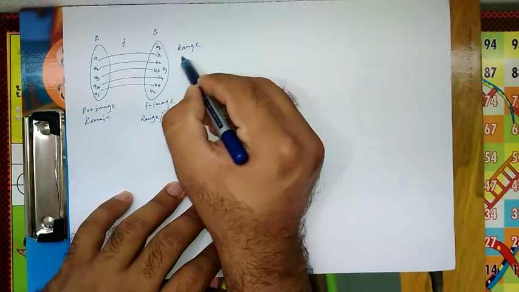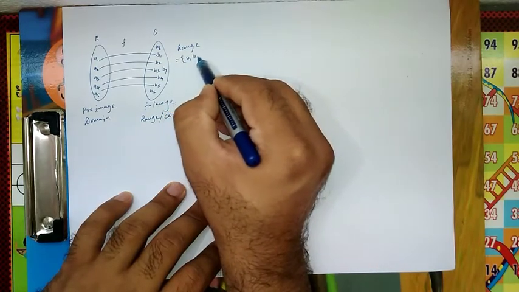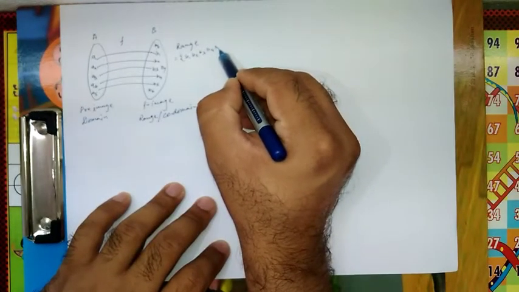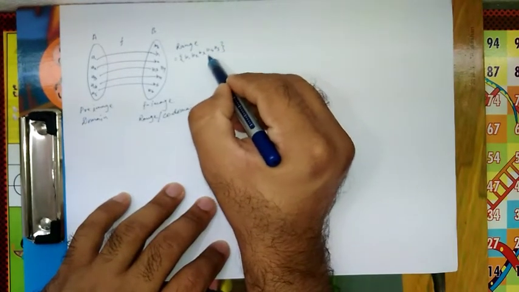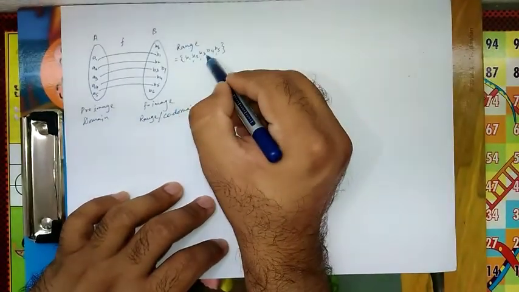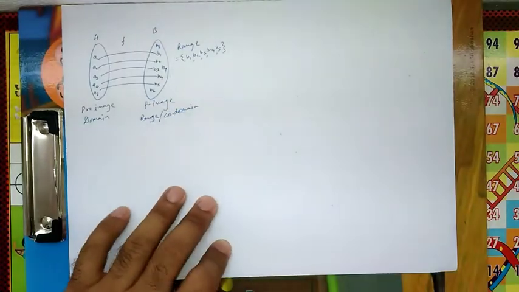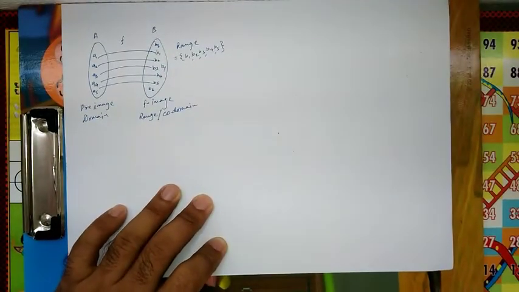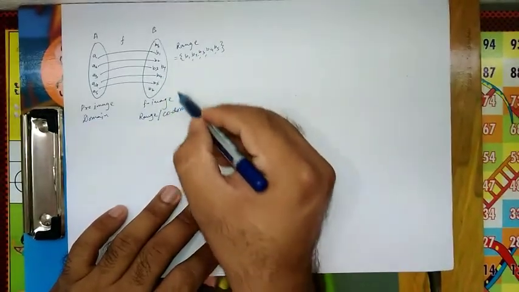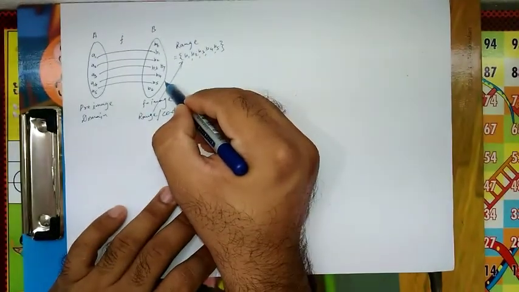Range contains B1, B2, B3, B4, B5. Range is equal to this one, and the entire set B is known as codomain. So refer to this one for range, and this is codomain. This is range, this is codomain.